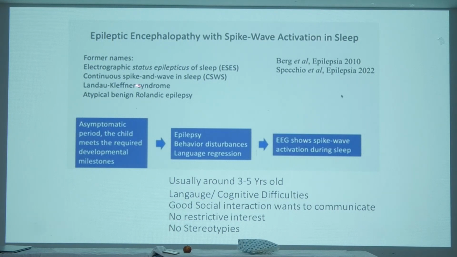What was formerly known as Landau-Kleffner syndrome, electrographic status epilepticus in the sleep, continuous spike and wave discharges in the sleep, and atypical benign Rolandic epilepsy. Typical benign Rolandic epilepsy will not have the cognitive impairment, but atypical benign Rolandic epilepsy is associated with the cognitive impairment. Another similar natural history: asymptomatic period, the child meets the required criteria for the developmental milestones, epilepsy, seizure started.